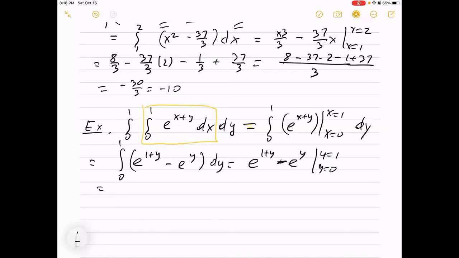Substituting the upper bound, we get e to 2 minus e to 1, minus, substituting the lower bound, e to the first plus e to the 0. So we get e squared minus 2e plus 1.